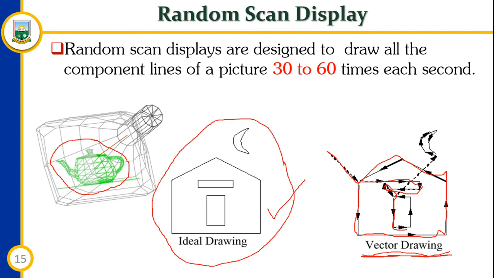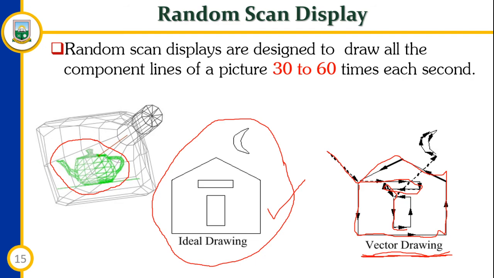Each of the line segments that we see is more or less also found on the XY plane, and each of them has individual coordinates in the drawing of these lines to eventually come out with the ideal drawing that we want over here. So that is about the random scan.